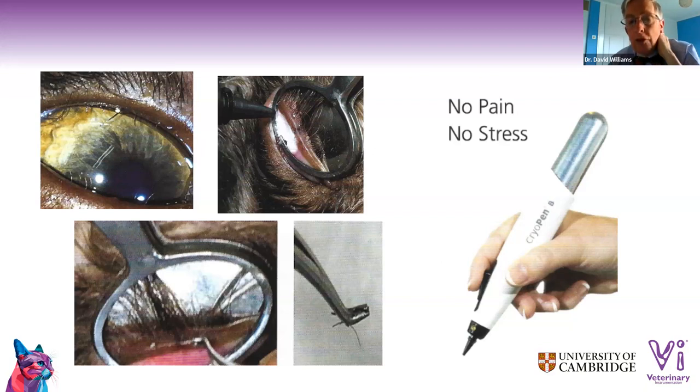And then once you've frozen the lid edge, you can pluck them out. You see there with our Calibri forceps, we've plucked out the distichia, and then generally they don't grow back again, and that seems to work really, really nicely.